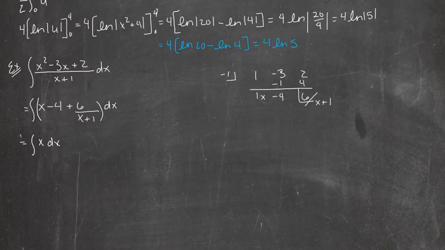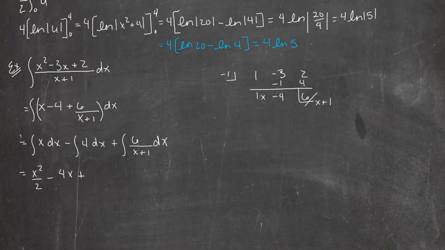And now it's super easy to work with because I'm just looking for the integral of x dx minus the integral of 4 dx plus the integral of 6 over x plus 1, simple substitution, dx. So the first two, x squared over 2 minus 4x plus, well, we're going to let u equal x plus 1. So du equals dx.